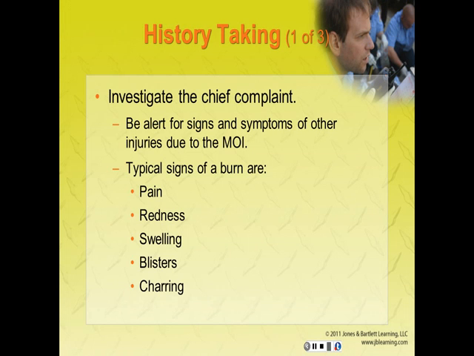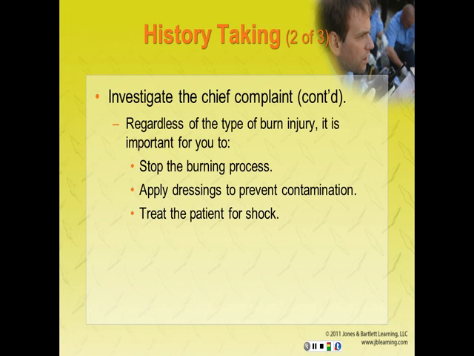Take your history. Investigate your chief complaint and be alert for signs or symptoms of other injuries due to the mechanism. Get a medical history and be alert for injury-specific signs and symptoms and pertinent negatives. Some typical signs of a burn are pain, redness, swelling, blisters, and charring. Typically, the symptoms include pain or burning at the injury site. Regardless of the type of burn, it is very important for you to stop the burning process, apply dressing to prevent contamination, and treat for shock.